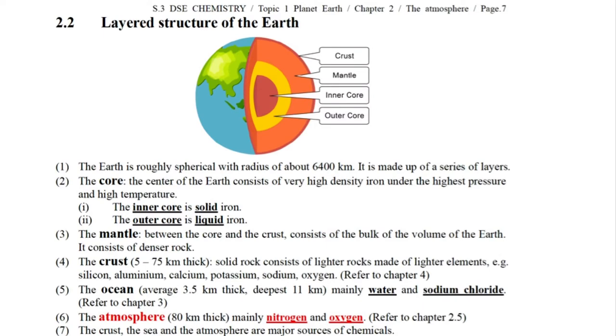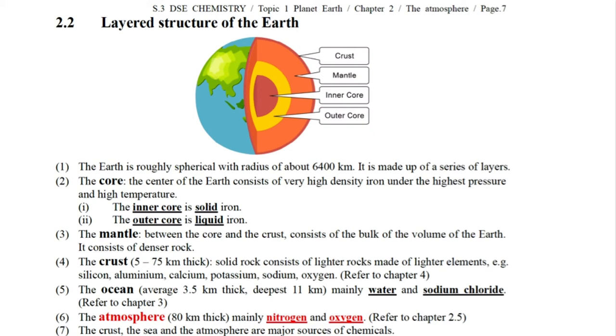Okay, let's talk about the structure of the Earth first. So actually, for these three chapters, 2, 3, and 4, we will talk about different sources of chemicals in the Earth. We will talk about the atmosphere in this chapter, and then next will be the ocean, and then next will be rocks and minerals. So they are very good sources of our chemicals.